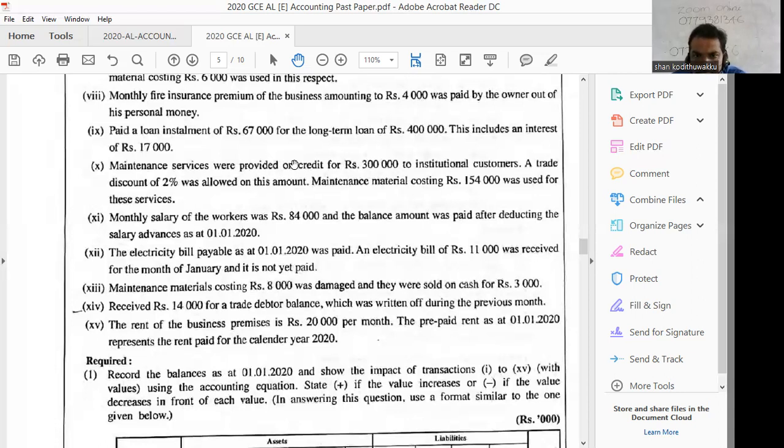Therefore, as they have provided the service on credit, your trade receivables will increase by plus 294,000. As they used costing 154,000 worth of materials, your inventory will come down by another 154,000 rupees. The difference between 294,000 and 154,000 will be the profit. It goes to increase the equity, capital, plus. We'll just take the answer.